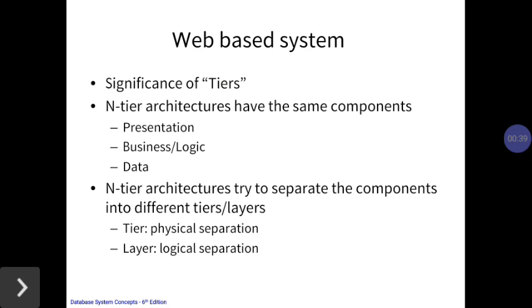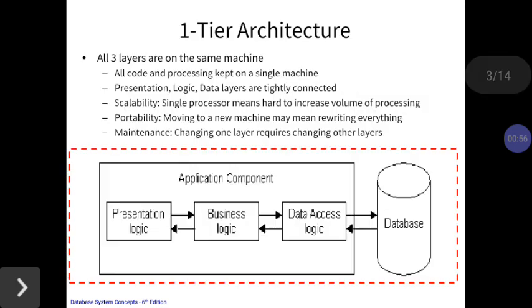Web-based system, significance of tiers. N-tier architecture has the same components, that is presentation, business logic and data. N-tier architectures try to separate the components into different tiers or layers. That is, tier means physical separation and layer means logical separation.